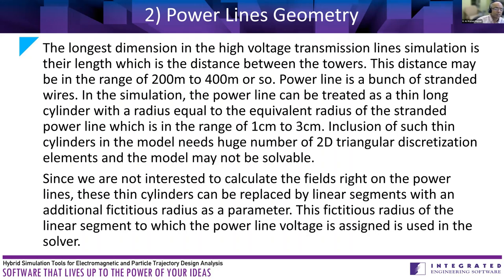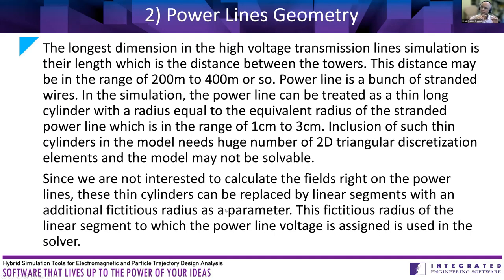So what is the best solution for this? The power transmission lines are cylinders of radius anywhere from 1 centimeter to 3 centimeters. Instead of modeling them as 3D cylindrical volumes, you can use line segments, linear conductors, and attach a parameter to those linear conductors. I call it a fictitious radius parameter.